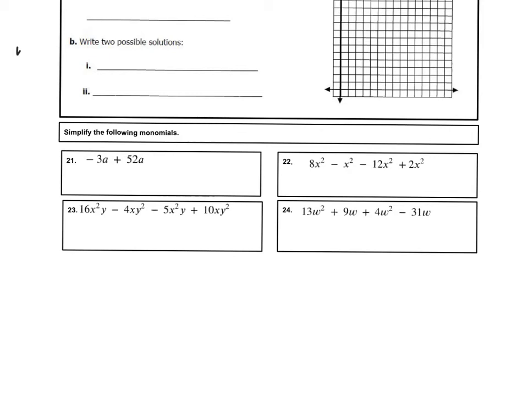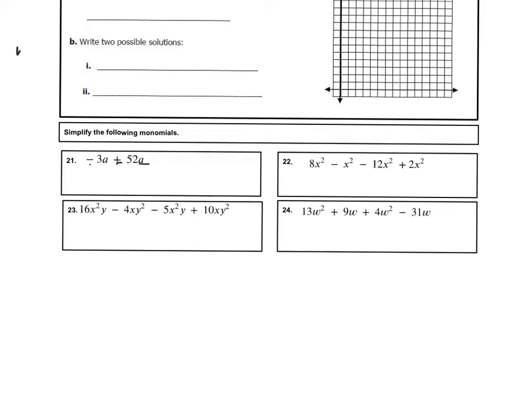Alright, so all we're doing, since it's adding and subtracting, there's no multiplying or dividing. All we're doing here is combining like terms. And when we say combining like terms, they have to have the same variable with the same exponent. Okay? Same variable, same exponent. And all you do is add or subtract the coefficients. If they don't have a variable, if it's just a constant, then you just add or subtract them.